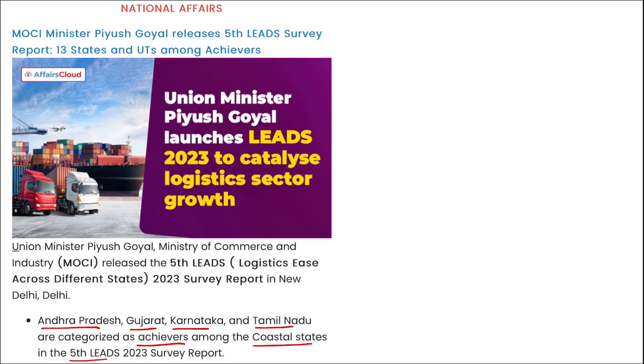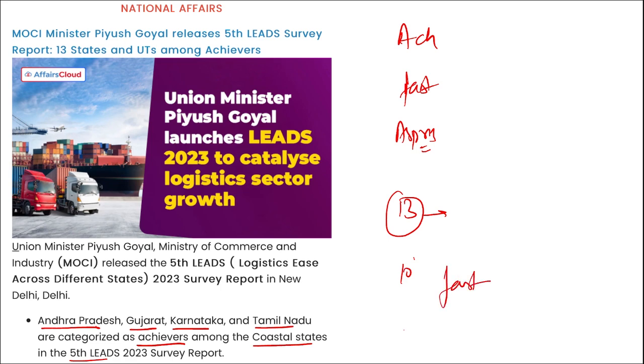Right, and this Leads report categorizes the states based on their geography and demographics into 4 categories. That is your landlocked group, coastal group, northeastern group and union territories group. Right, and for grading each of these categories, it is divided into achievers, fast movers and aspirers. Correct. Then remember, in India 13 states and UTs are categorized as achievers, 10 are categorized as fast movers and 13 are categorized as aspirers, right?